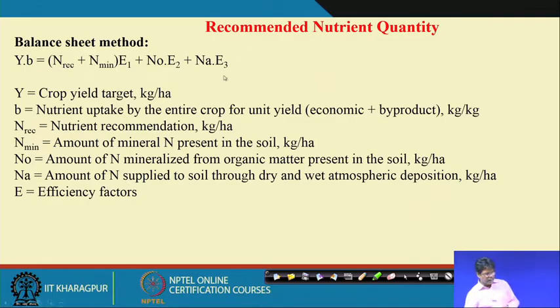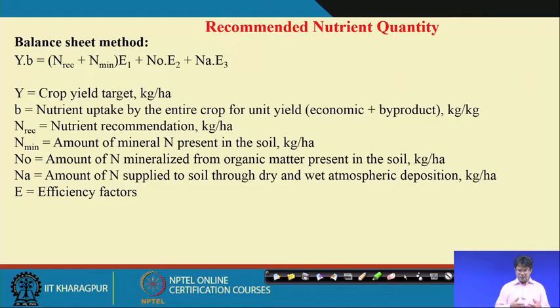So, Y into B is equal to N_REC plus N_MIN into E1, plus N_O into E2, plus A into E3. Y into B on the left hand side is the demand of nutrient by the crop, or the nutrient removal by the crop for a particular target yield. Y is the crop target yield in kg per hectare, and B is the nutrient uptake by the entire crop per unit yield, that is uptake by both grain and straw as a byproduct.